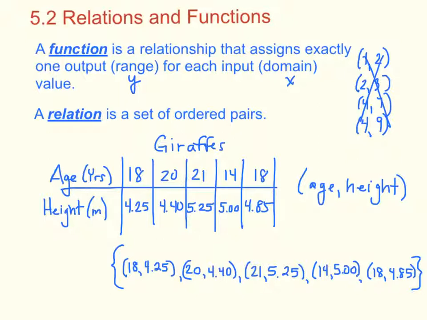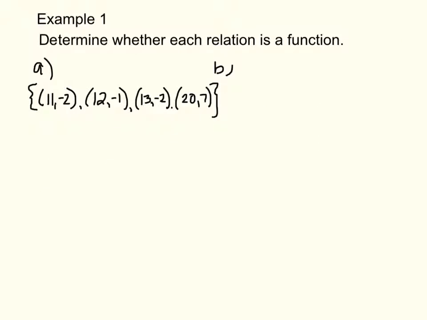Now, if you remember, look at above. A function, once again, assigns exactly one output, which is your range, for each input. One way that you can tell if a relation is a function is by making something called a mapping diagram. You're going to list the domain values and the range values in order. Then you're going to draw arrows from the domain values to their range values. So in part A, in example 1, we're going to determine whether each relation is a function.